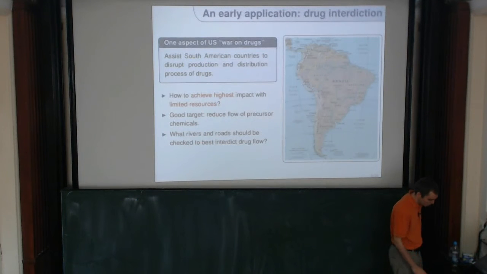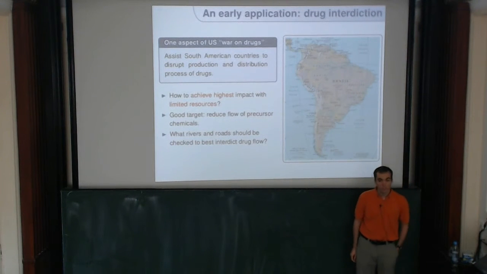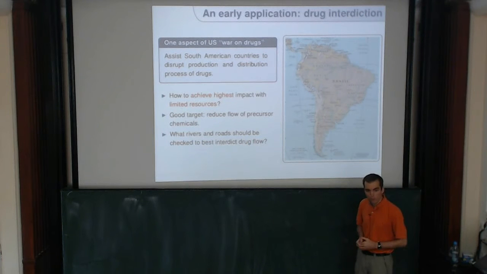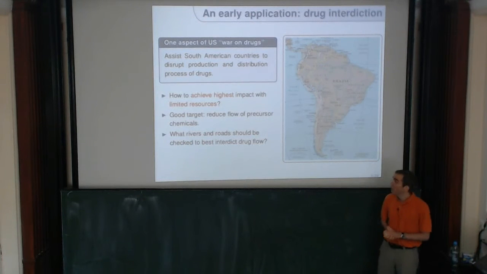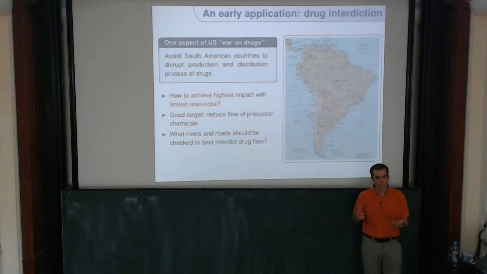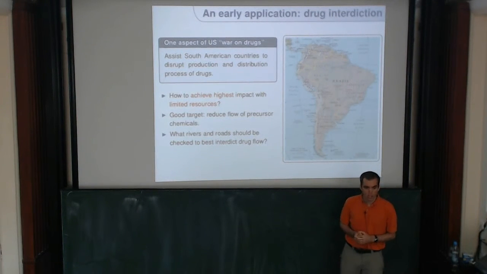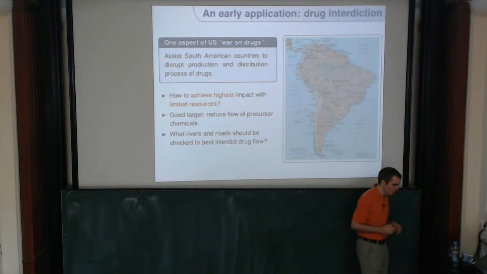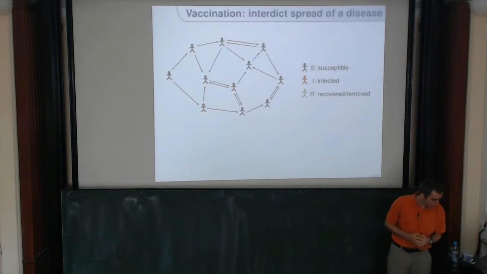One of the very earliest applications is drug interdiction. This is within the context of the US war on drugs, where the US tried to figure out how to best invest limited resources to help South American countries interdict the flow of precursor chemicals that are used to produce drugs later. They modeled this as a flow problem, essentially a max flow problem, and tried to interdict that flow. I will come back to what I precisely mean with interdicting flow in a second and give a formal definition. But as I said, I will start with a really soft introduction.